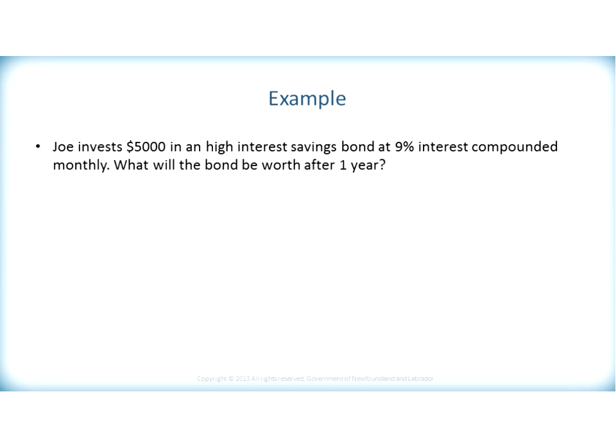Once again, you may want to pause the clip and attempt this one on your own. Joe invests $5,000 in a high-interest savings bond at 9% interest compounded monthly. What will the bond be worth after 1 year? So we have, once again, this formula, which will be given to you on the formula sheet.